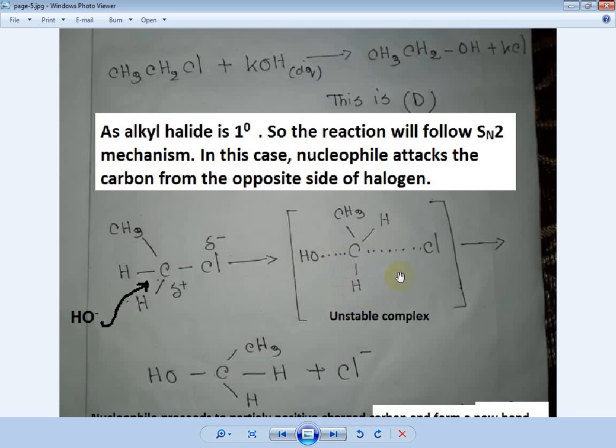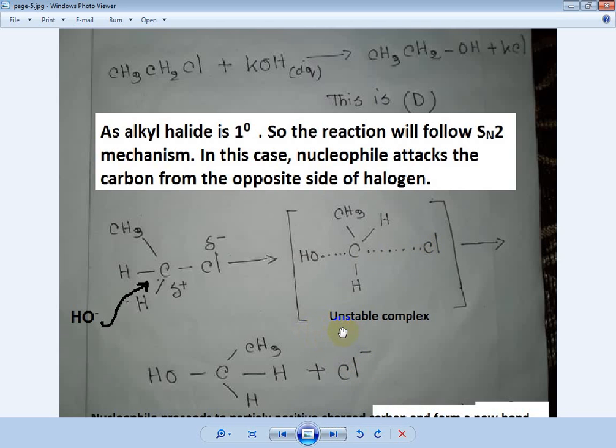Okay, here which one leaves? This chloride leaves. The chloride is the leaving group. The atom or group of atoms which leaves from the alkyl halide during the nucleophilic substitution reaction is called the leaving group. So chloride is the leaving group here. With a better leaving group, the nucleophilic substitution reaction proceeds rapidly.